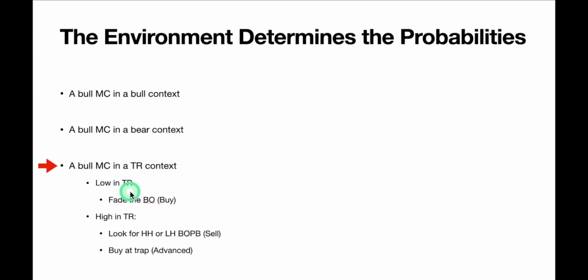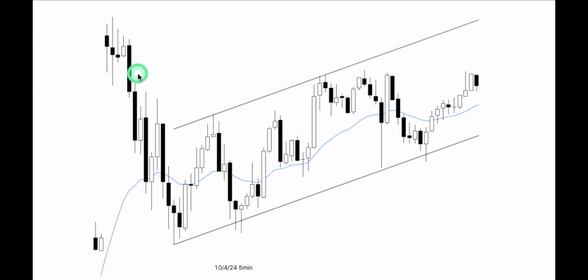So if we're low in a trading range, you want to fade the breakout. So you want to buy. So we have a bear spike, and we're in a bull channel now. And yes, the bull channel is drawn after the fact, but because we're in a bull regime, the moving average is pointed upwards. We have a strong move up here.